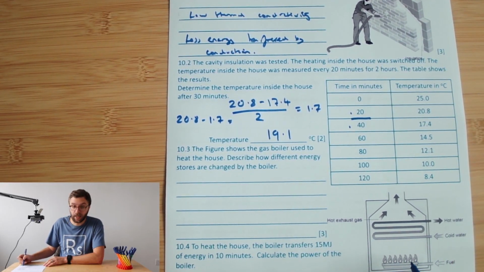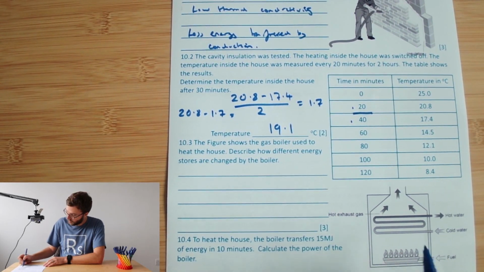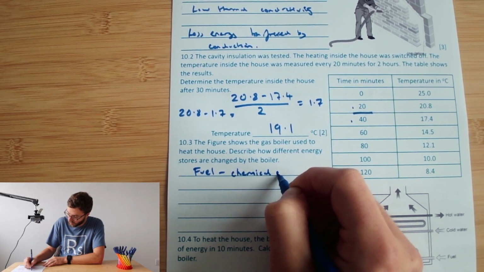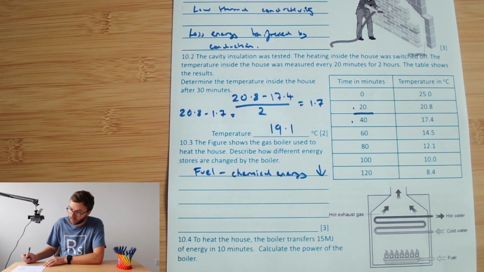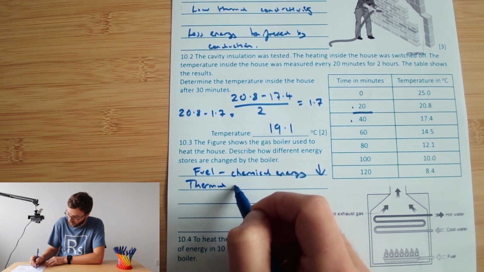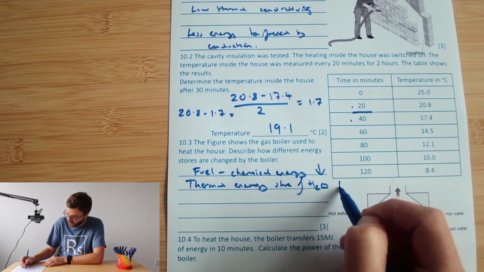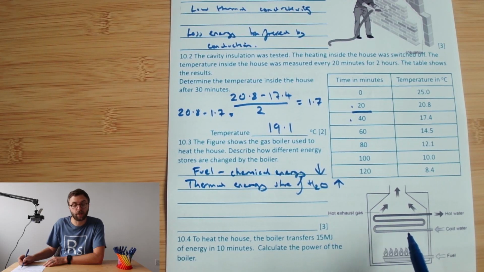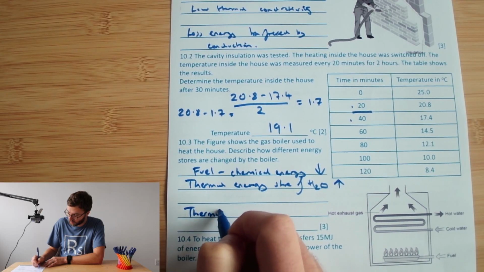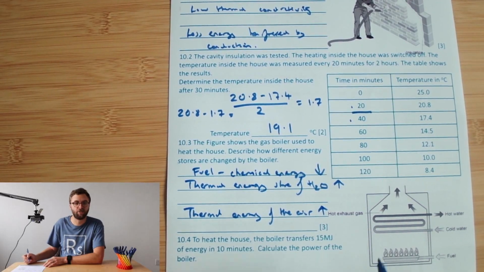So this figure shows how the gas boiler could be used to heat the house. Describe how different energy stores are changed by the boiler. So the fuel will have chemical energy, and that will be decreased. This will then heat the water, so the thermal energy store of the water will therefore increase, and that energy will therefore get transferred to the air in the house, the surroundings, so the thermal energy of the air will also increase.